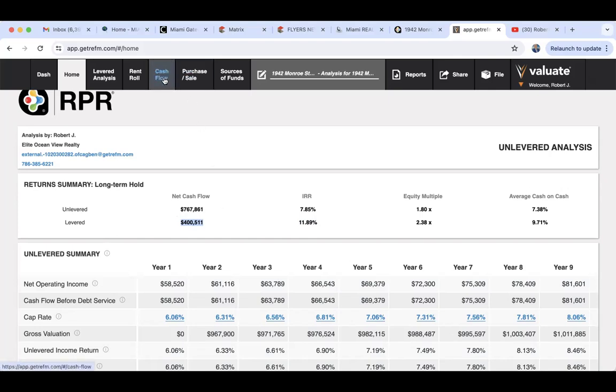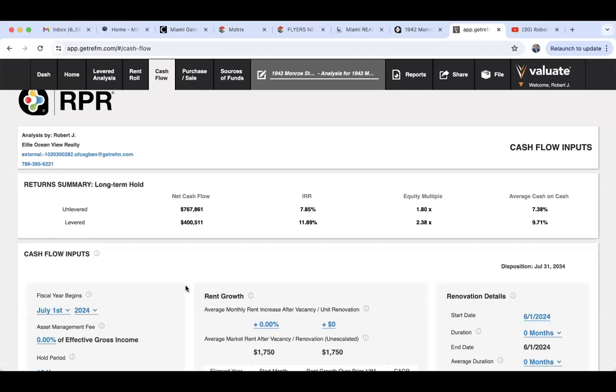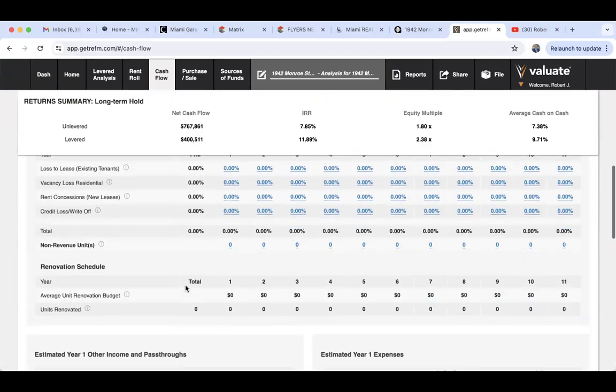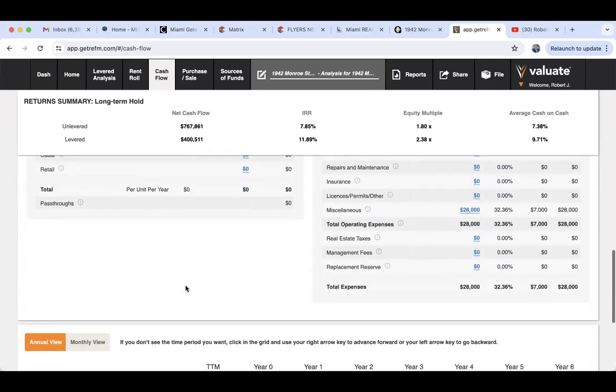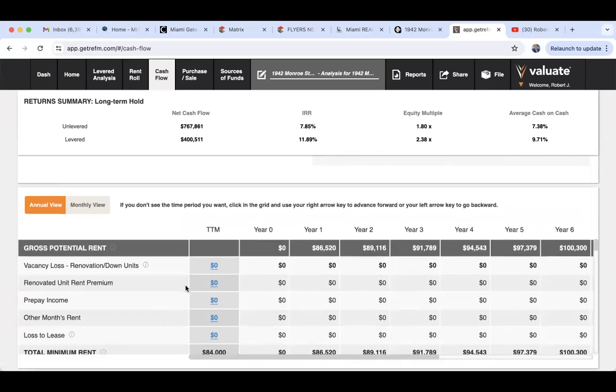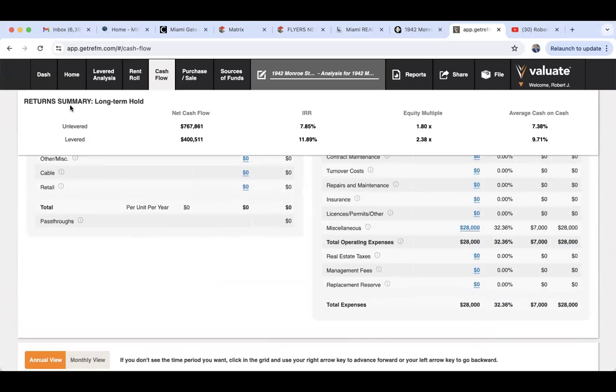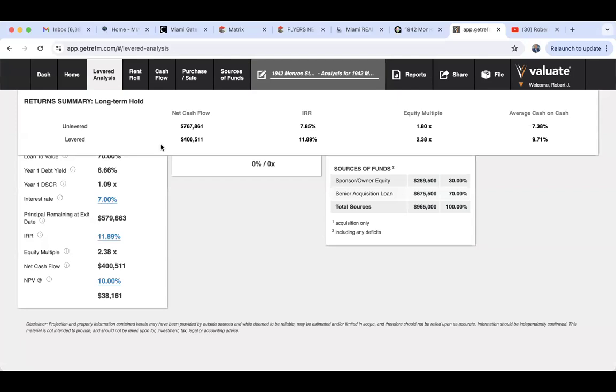You can always go to cash flow. You can see where your cash flow is being distributed, right? You can see where everything goes: your mortgage, your taxes, your insurance, everything is going to be under cash flow. I'm going to go back over here to levered analysis real quick.